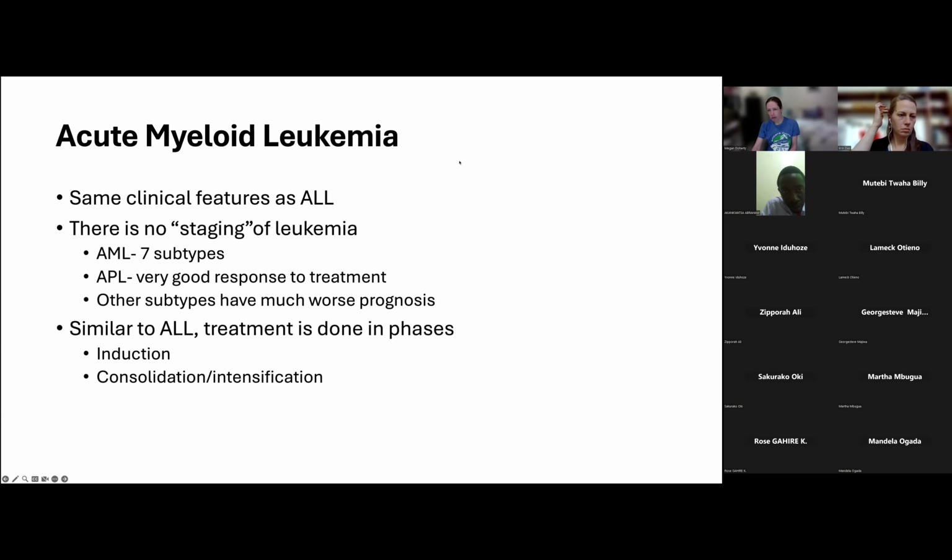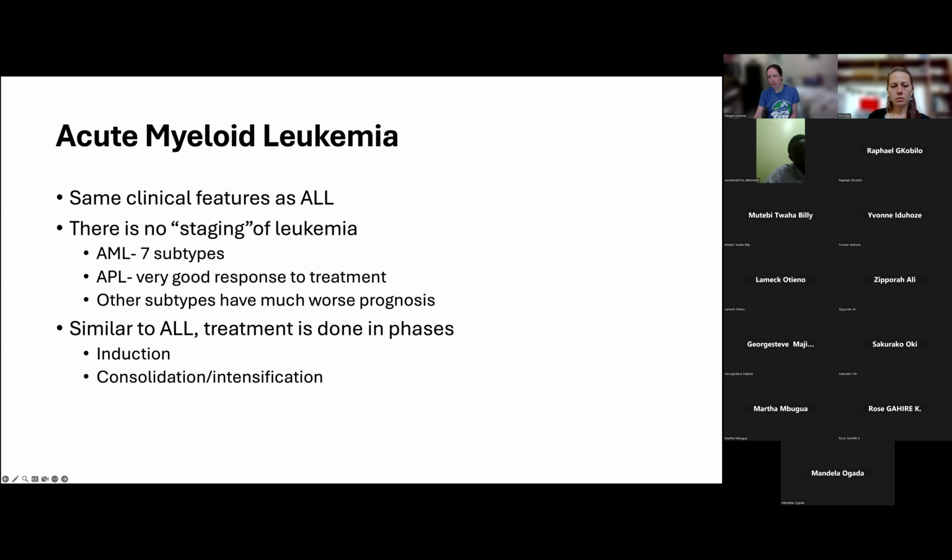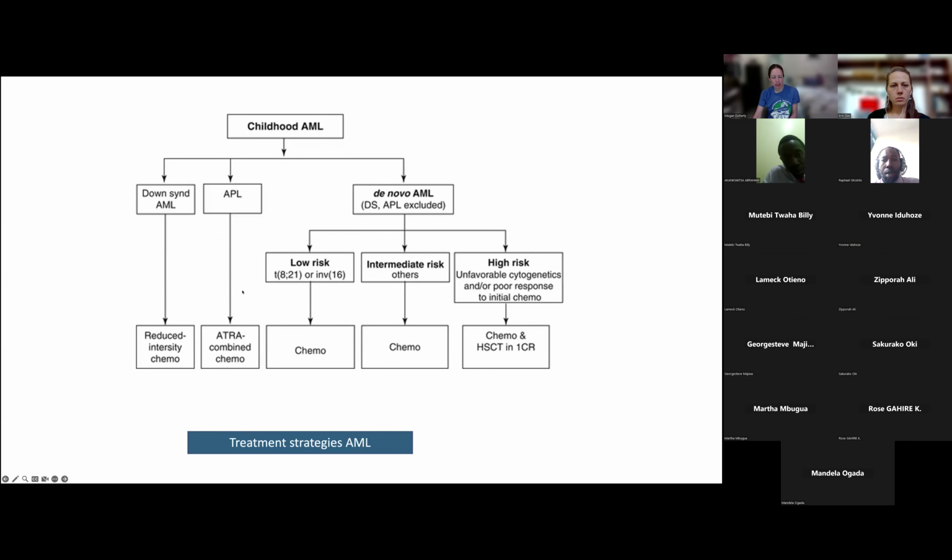Let's look at the other type of leukemia in children, which is common, called acute myeloid leukemia, or AML. Basically, it looks the same as ALL. You're not going to be able to tell just from how the child presents. Remember, there is no staging of leukemia, right? For solid tumors, you might have stage 1, stage 2, stage 3, stage 4. They don't have stages for leukemias, okay? For AML, we have 7 subtypes, and actually a few more than 7. I'll show you. And the treatment is similar. You have the induction, and then you have the consolidation or intensification. So just so you know what we're dealing with, childhood AML.